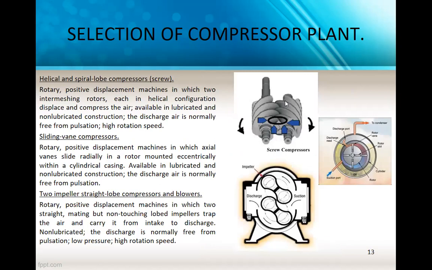Rotary positive displacement machine in which two intermixing rotors, each in helical configuration, displace and compress the air, available in lubricated and non-lubricated construction. The discharge air is normally free from pulsation. This is high-speed rotation. Next is the sliding vane. Ito yung vane, may slide. Umiikot siya, so compress niya.